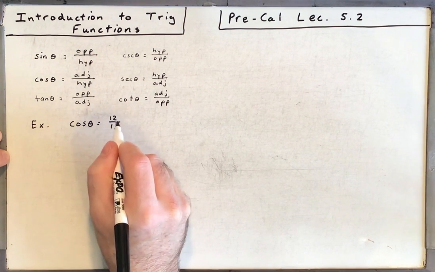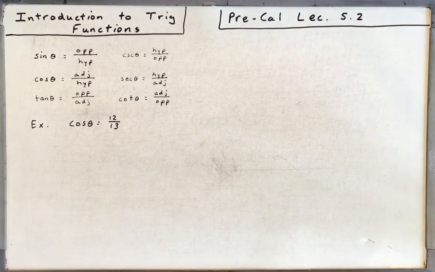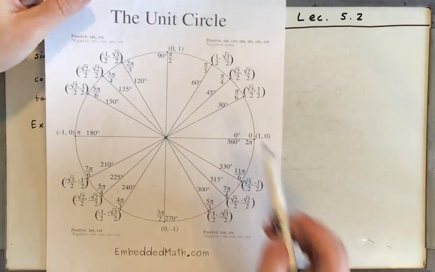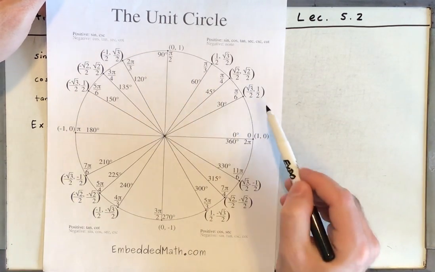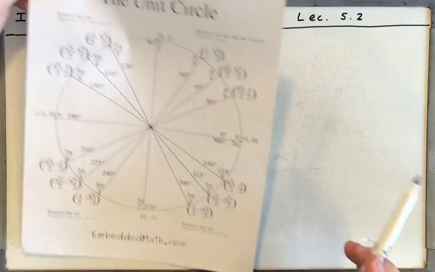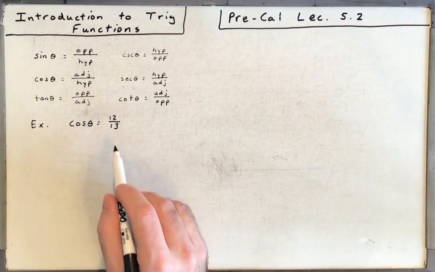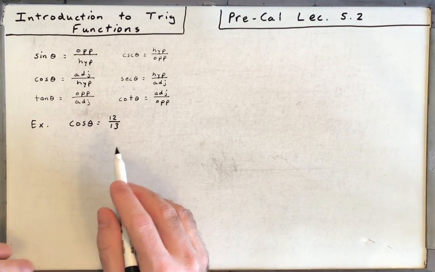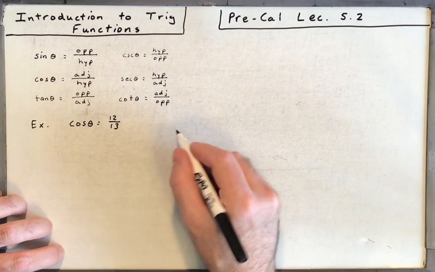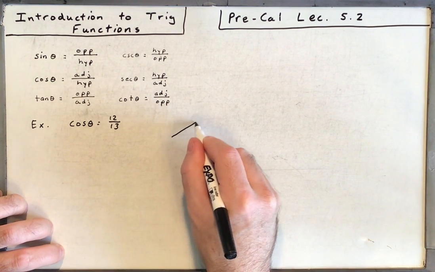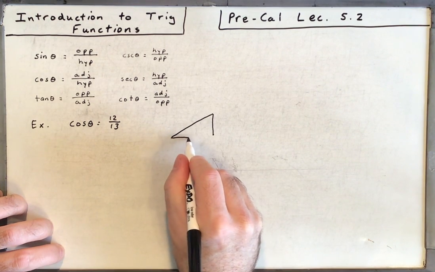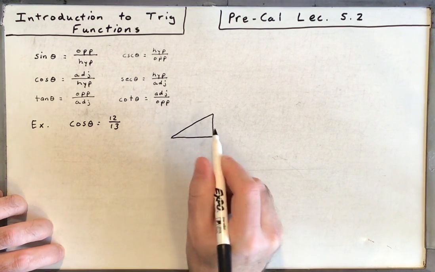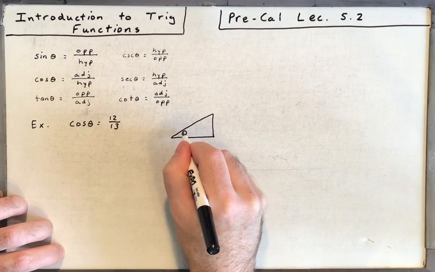Now, 12 over 13 is not on the unit circle. It's not 1/2, 1, 0, root 2 over 2. It's not one of those famous values, so if it's not on the unit circle, you can't just read it directly from the unit circle. What you have to do is draw a triangle. Okay, so we'll call this angle theta.